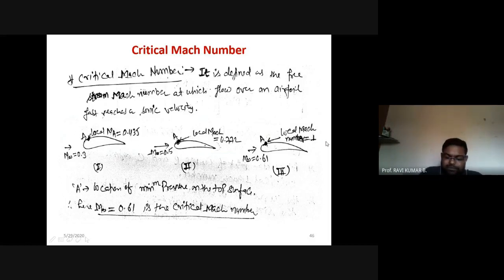So the free stream Mach number at which we get sonic velocity on the top surface of the airfoil is known as the critical Mach number. For a given airfoil, the critical Mach number may have a different value. In this particular case, the critical Mach number is 0.61.